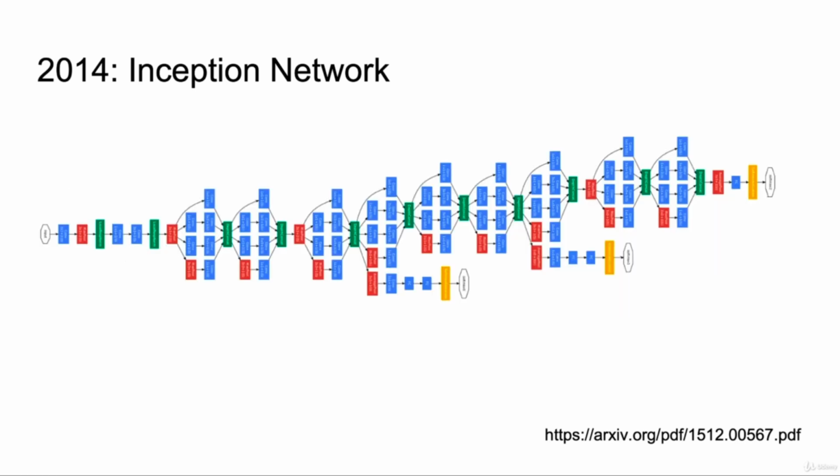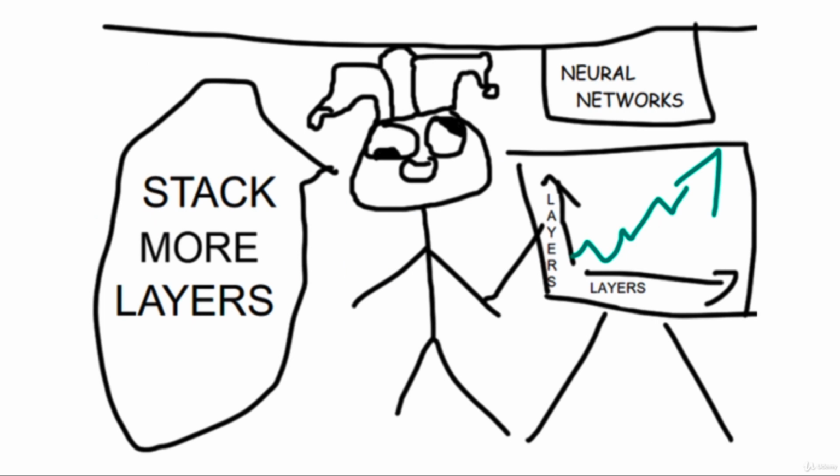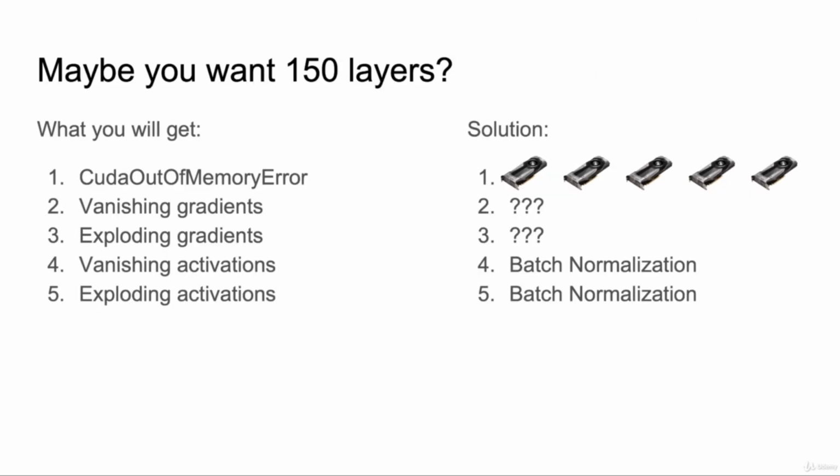They put all these layers together and proposed what is called the inception network. But what if we want to stack more layers? What if we want, for example, to use 150 layers? In fact, if you just stack 150 layers of convolutions plus some nonlinearities, you will obtain 5 problems. The first problem is CUDA out-of-memory error. This problem can be solved using multiple GPUs, and let's imagine we can get additional resources.